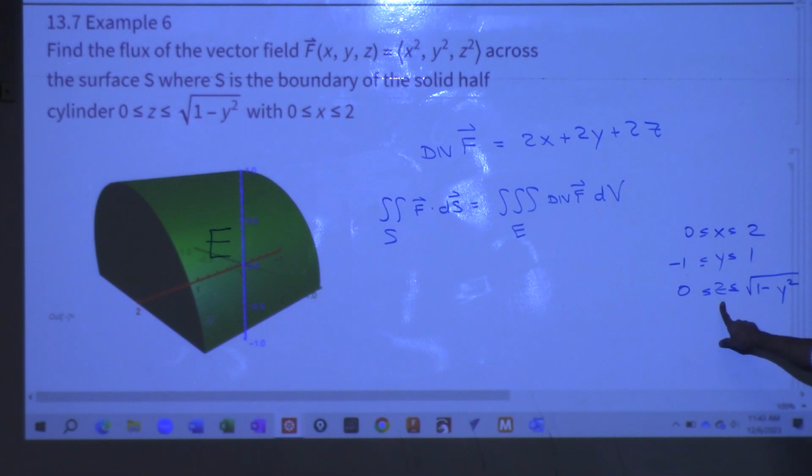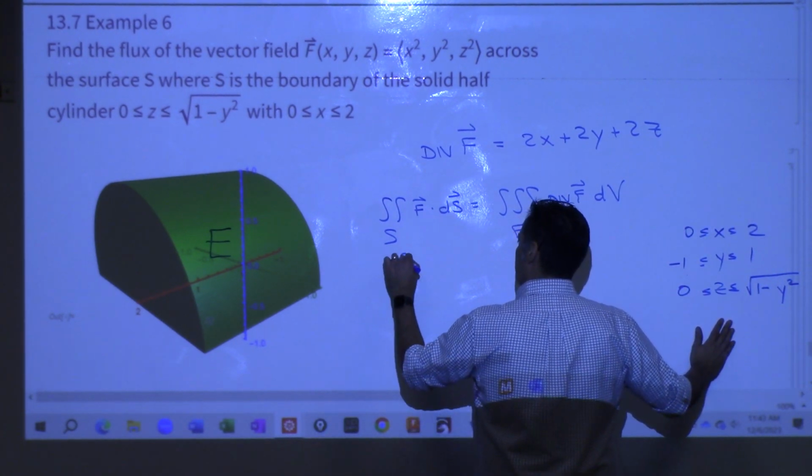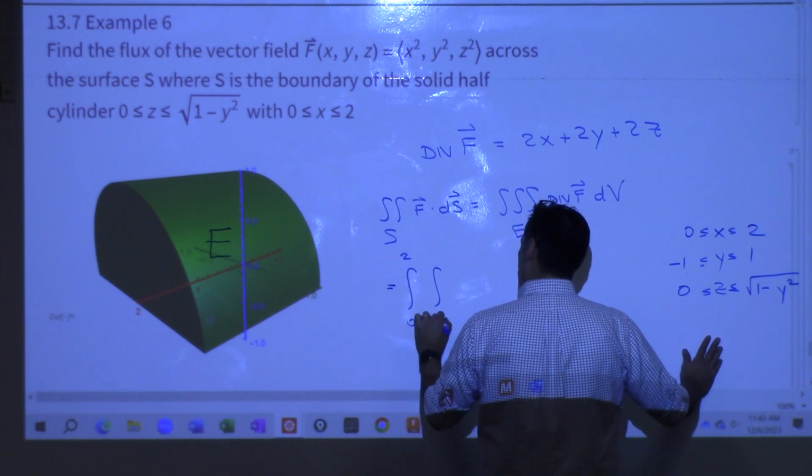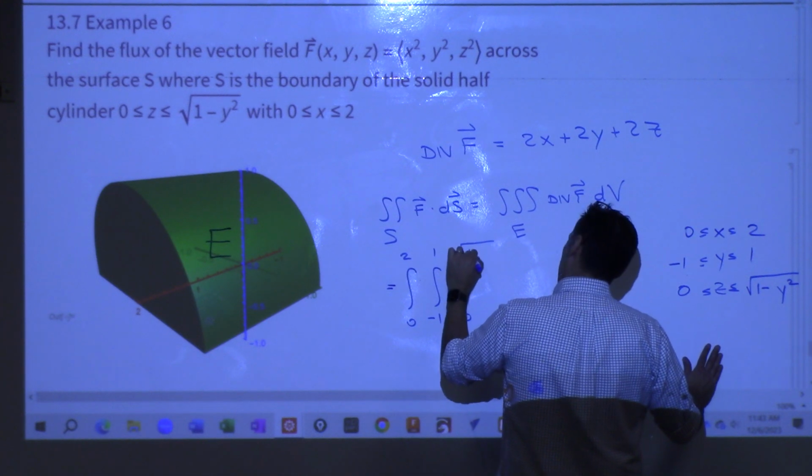Yeah, your dz has to be first. Good. Because this one has a variable. So I'm going to do this. I'm going to go integral, I'll go 0 to 2. So I'm going to do my x's last. I'm going to go negative 1 to 1. I'm going to do my y's next. I'm going to go 0 to root 1 minus y squared.